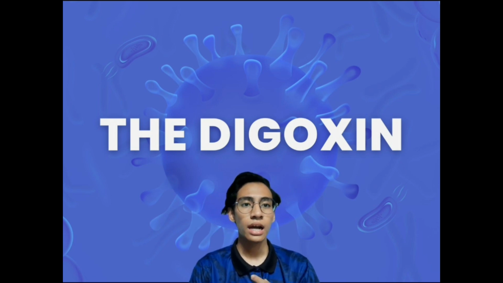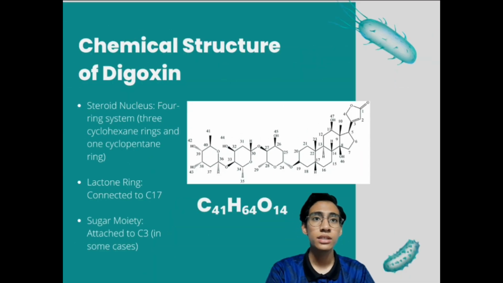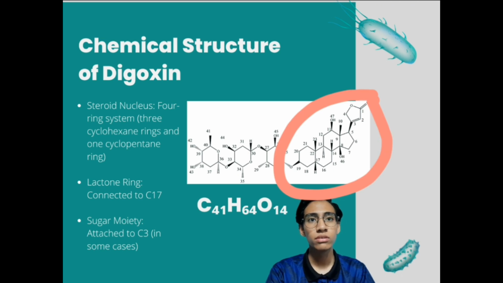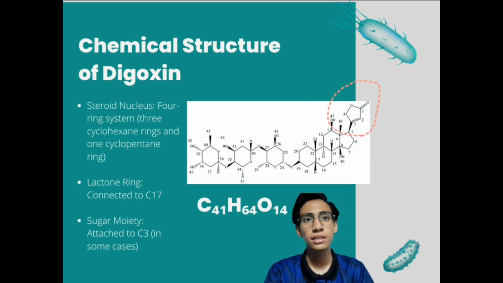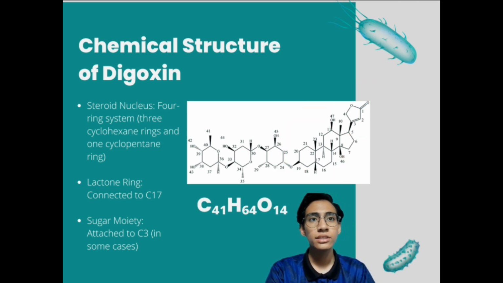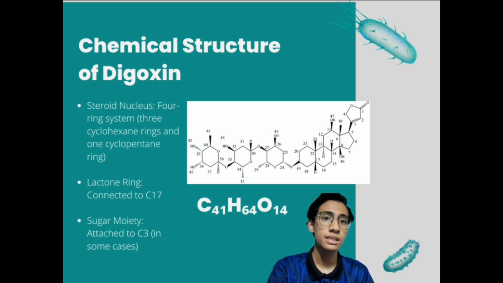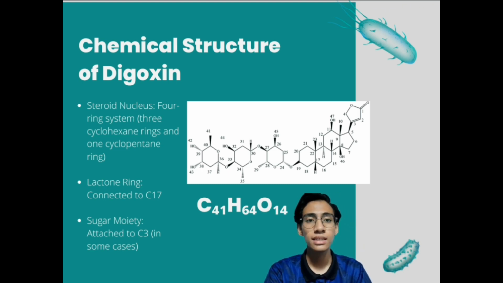In the previous video, my friend already explained the introduction of digoxin. In my part, I would like to explain the class of compound, building block and chemical structure of digoxin. Let's take a look at the chemical structure of digoxin. The chemical structure of digoxin consists of a steroid nucleus, a lactone ring and a sugar moiety. The steroid nucleus is a 4-ring system, 3 cyclohexane rings and 1 cyclopentane ring. The lactone ring is connected to C17. On the other hand, the sugar moiety is attached to C3 in some cases.